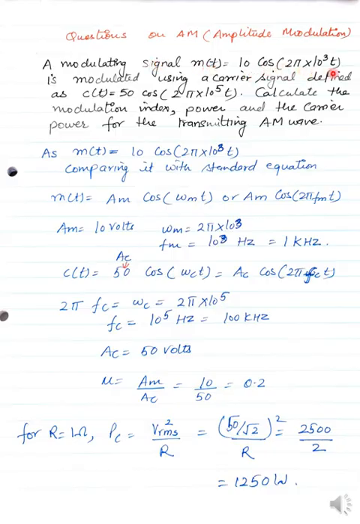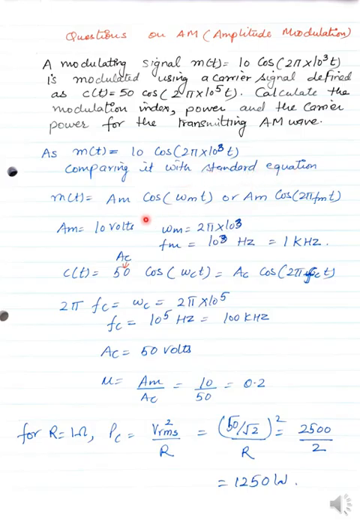The question says that a modulating signal m(t) equals 10 cos 2 pi into 10 raised to the power 3 t is modulated using a carrier signal. Modulating signal means the information which we want to send, and this is a carrier signal defined as c(t) equals this, which is used to carry the information. So calculate the modulation index, total power, and the carrier power for the transmitted AM wave. When we talk about power, that means the total power you have to calculate. The carrier power, let's denote it by PC, you also have to calculate.